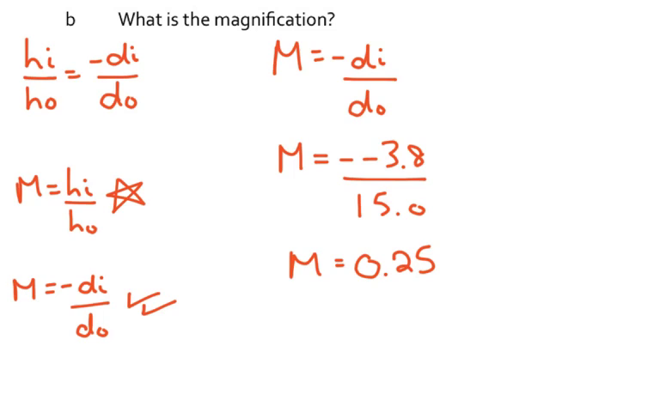We could look at this as a percent. We could call it 25%. So the image is 25% of the size of the object. The image is significantly smaller than the object in this case.